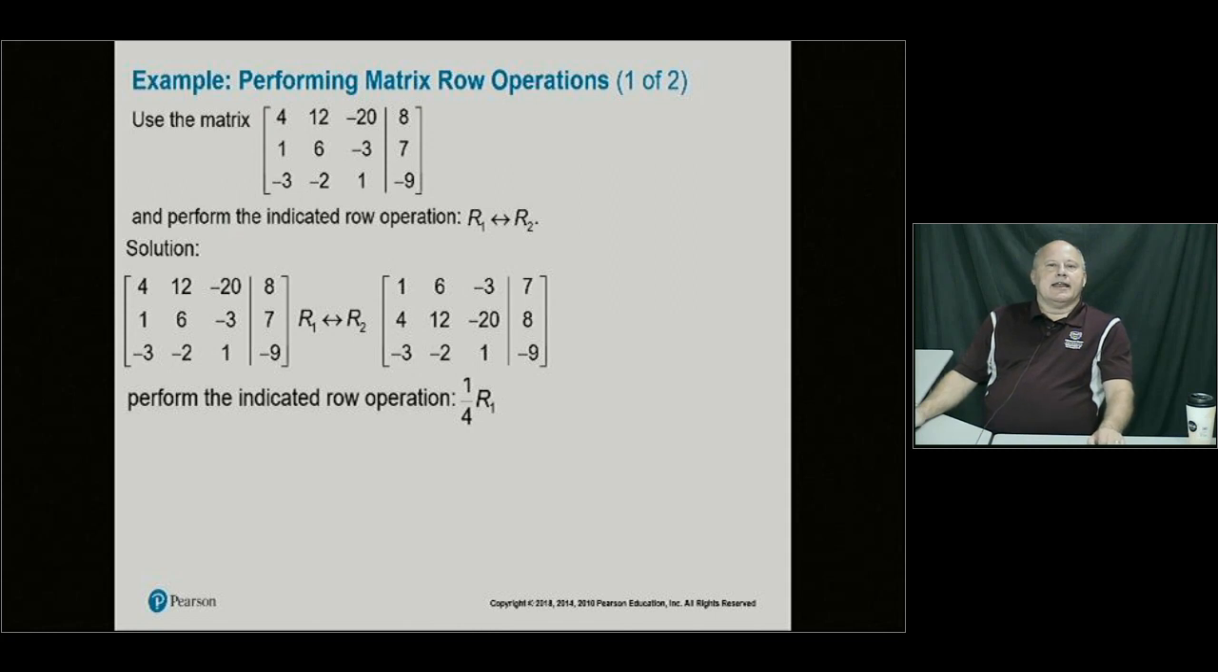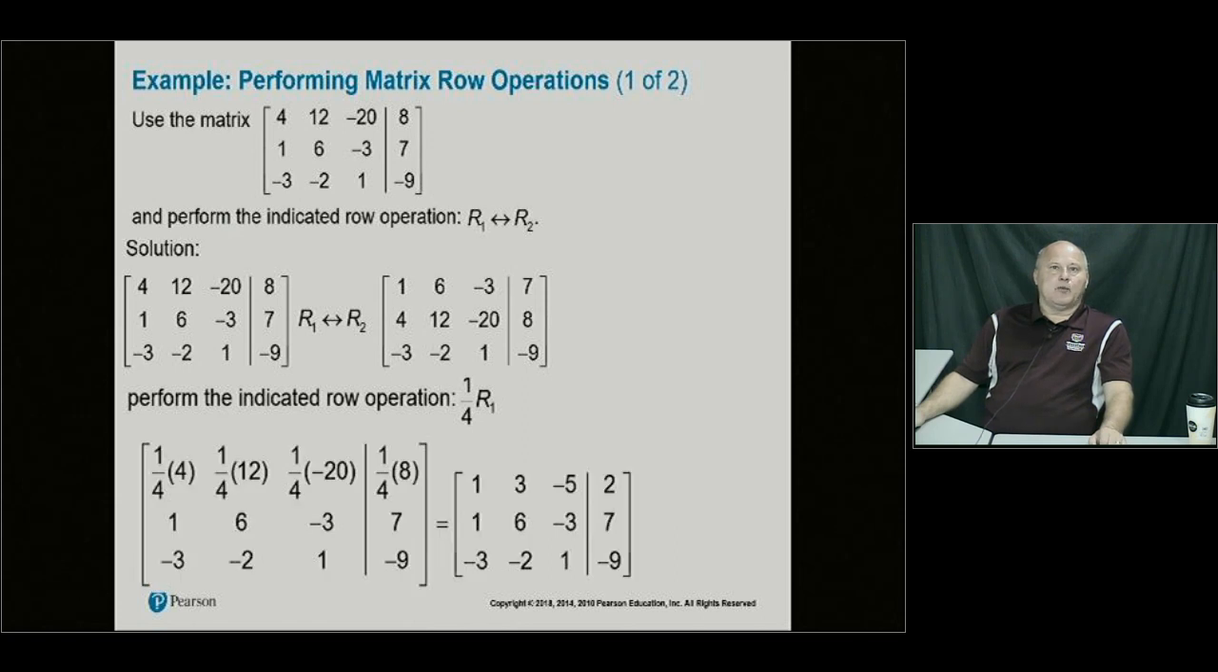Okay. Now perform the indicated operation of 1/4 times R1. So we're going to go back to our main matrix. 4, 12, negative 20, and 8 is the first row, and we're going to multiply it by 1/4. It takes every element in that first row of the original matrix and multiplies it by 1/4. So it's 1/4 times 4, 1/4 times 12, 1/4 times negative 20, and 1/4 times 8. Do the math, and you'll get 1, 3, negative 5, 2. Sorry, 1/4 of 8 is 2.